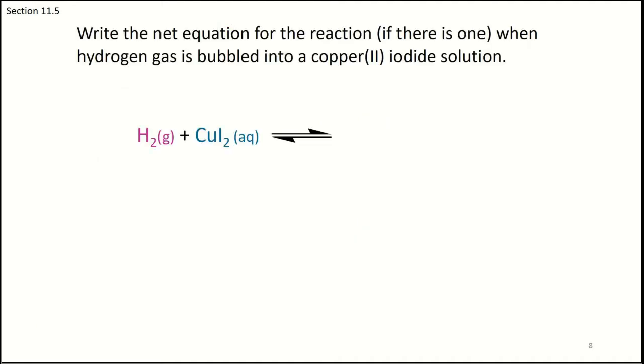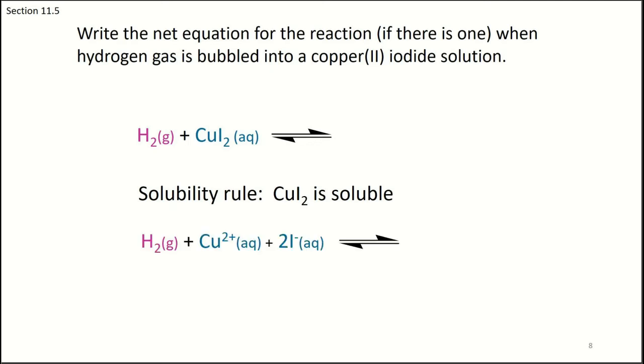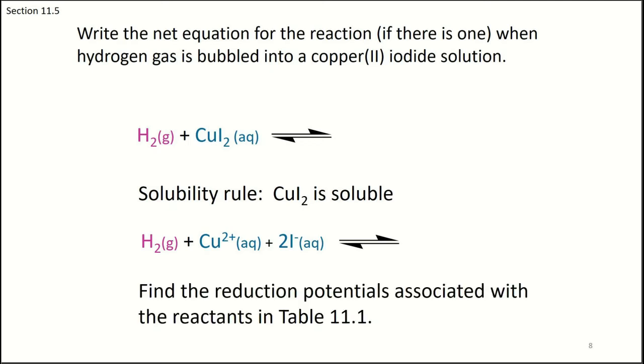So let's go through another example. Write the net equation for the reaction, if there is one, when hydrogen gas is bubbled into a copper 2 iodide solution. We are told that we have hydrogen gas and copper 2 iodide solution. So again, looking at our solubility rules, we can confirm that copper 2 iodide exists as an aqueous solution. So we have aqueous ions. So including this, we now have hydrogen gas plus copper 2 plus aqueous ions plus iodide aqueous ions.